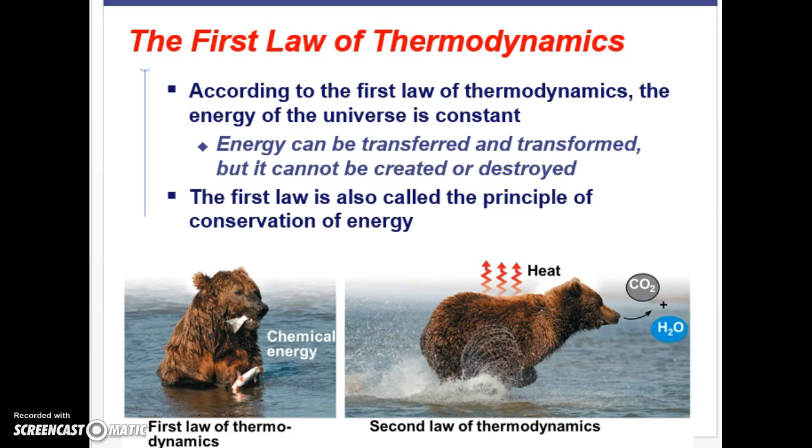Energy transfers and transformations make the universe more disordered due to that loss of usable energy through heat. Entropy is the term that we use that's a measure of disorder or randomness. And the more random a collection of matter, the greater its entropy.